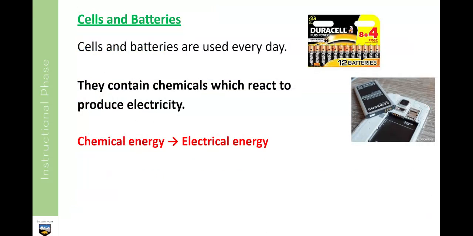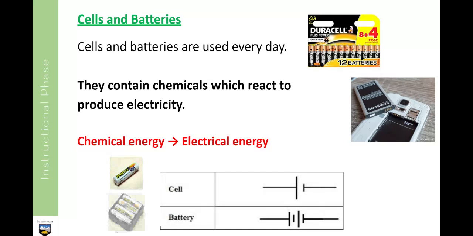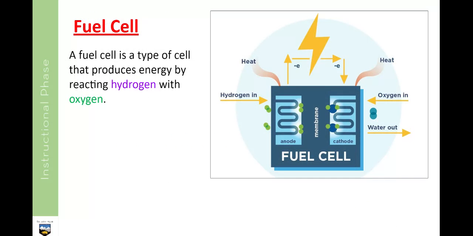So last lesson we looked at cells and how cells can be used together to make batteries and how the chemical energy is converted to electrical energy. And remember, the difference between a cell and a battery is a cell is a singular cell on its own, and a battery is more than one cell together in a circuit. Now, a fuel cell is a type of cell that produces energy by reacting hydrogen with oxygen.